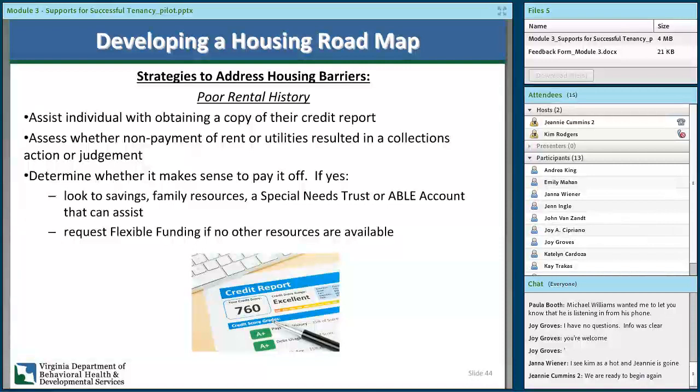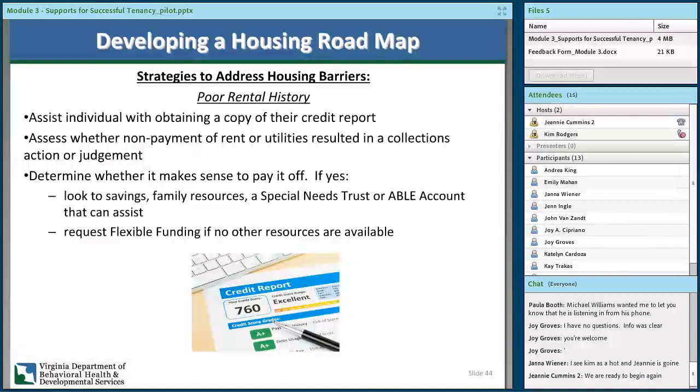You could assist the individual with obtaining a copy of their credit report from www.annualcreditreport.com. This site is sponsored by the Consumer Protection Bureau and gives individuals access to 3 free credit reports per year. Determine whether the report shows non-payment of rent, damages, or utilities which result in collections action or a judgment. In Virginia, a judgment can remain on an individual's credit record for 10 years or more. A debt in collections can remain on a credit record for 6 years.